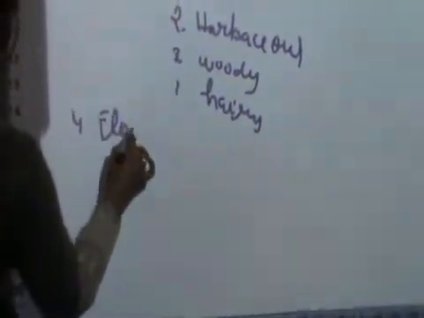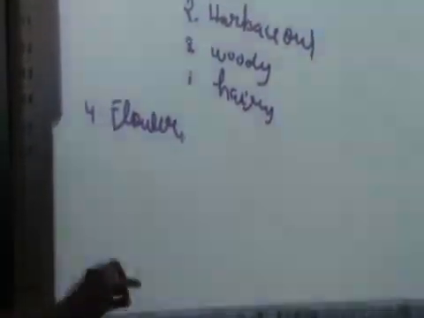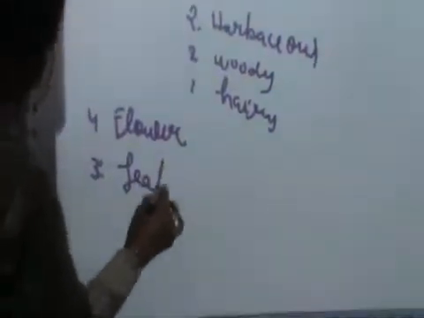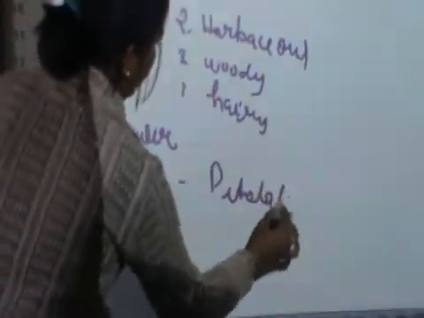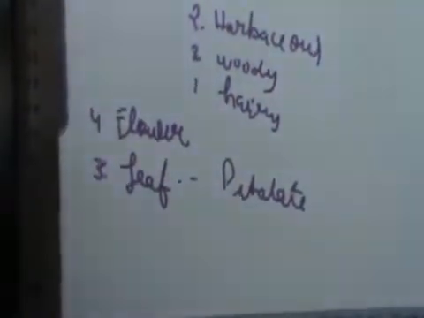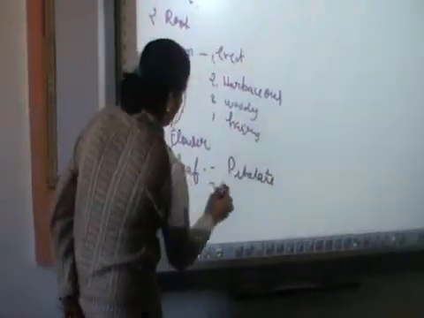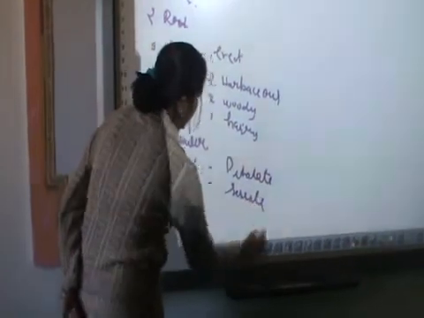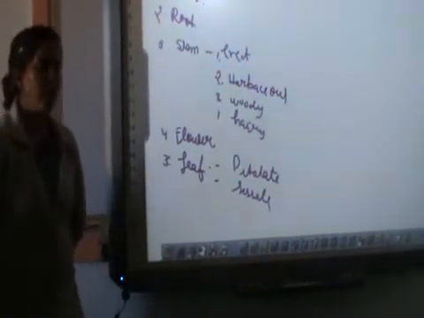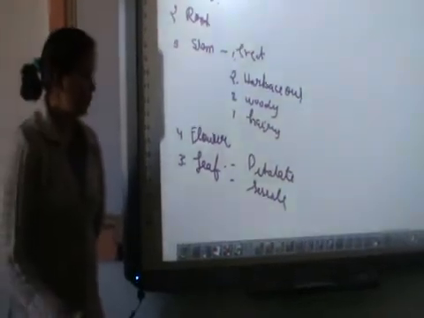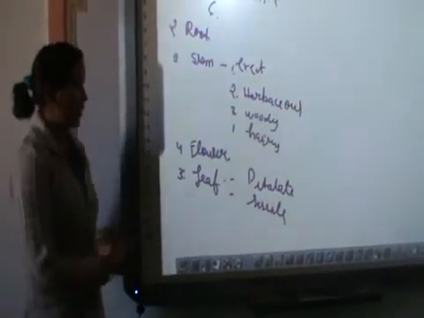Next, flower. Before flower, we will study leaf. There are different types of leaf. Number one, petiolate. If there is a petiole in the leaf, the leaf is petiolate. Sessile: if there is no petiole, meaning no small stem at the base of the leaf, the leaf is sessile.